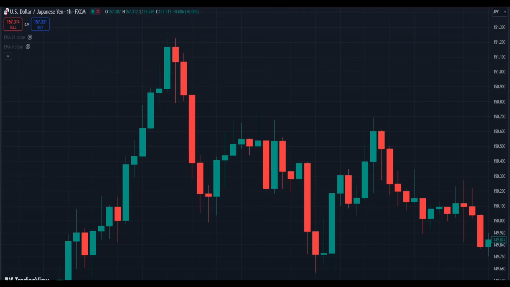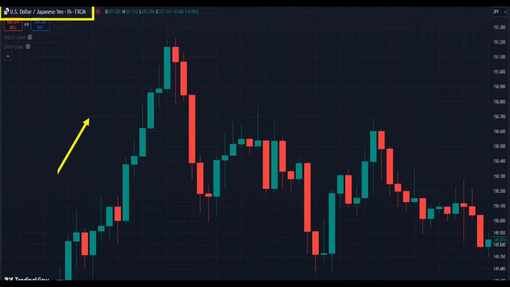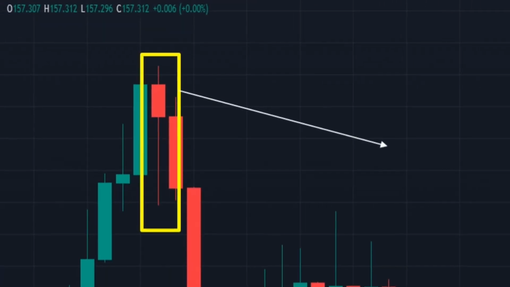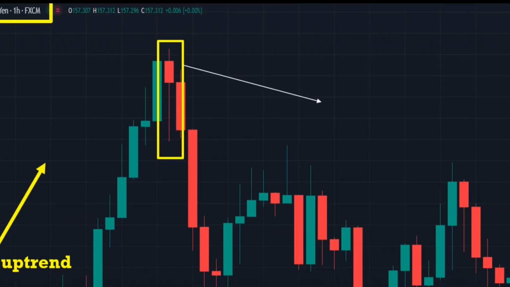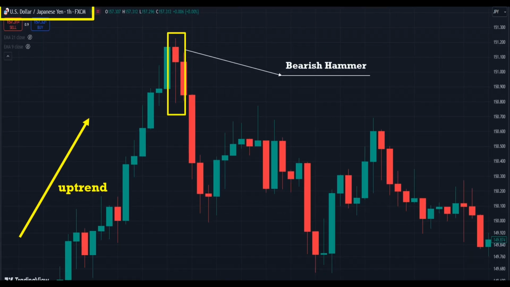In this chart of USD/JPY, on the 1 hour time frame, we observe a strong uptrend after reaching a peak. A bearish hammer candlestick forms, signaling a potential reversal. The hammer indicates that sellers have regained control, causing the price to shift from an uptrend to a downtrend.